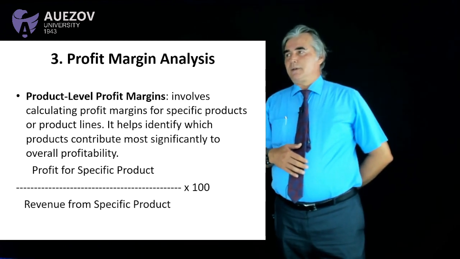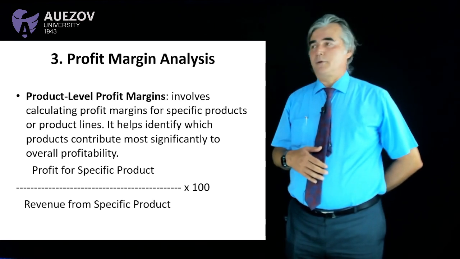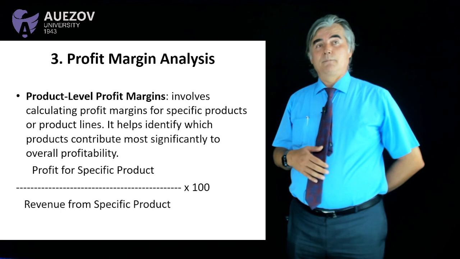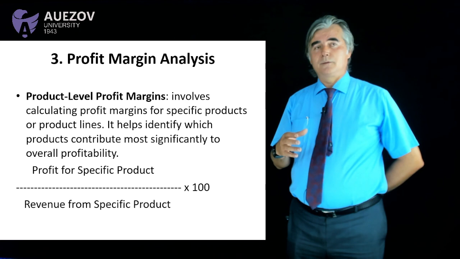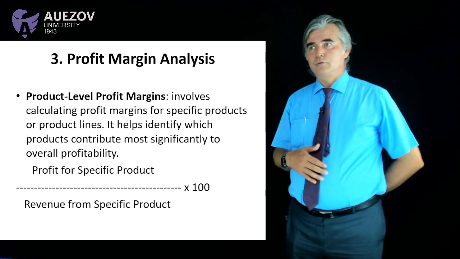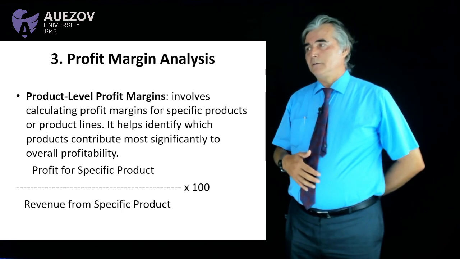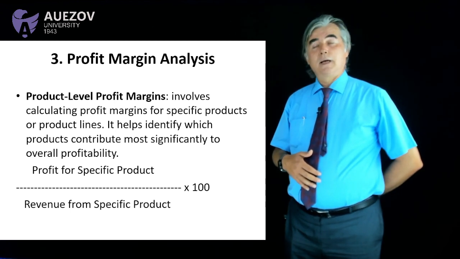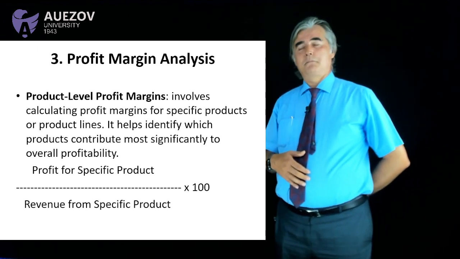Product level profit margin involves calculating profit margin for specific products or product lines. Generally, a farm does not have only one product, not monoculture. They produce two or more products every year. So in this situation, this ratio helps identify which products contribute most significantly to overall productivity.